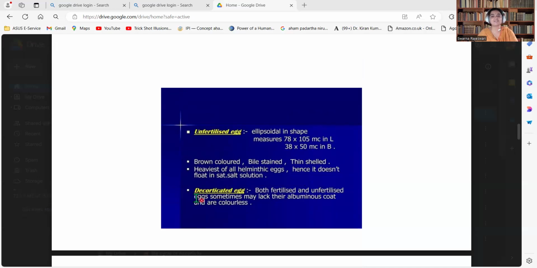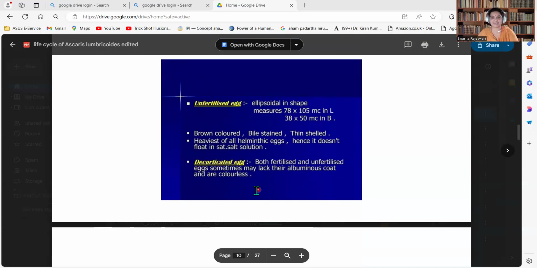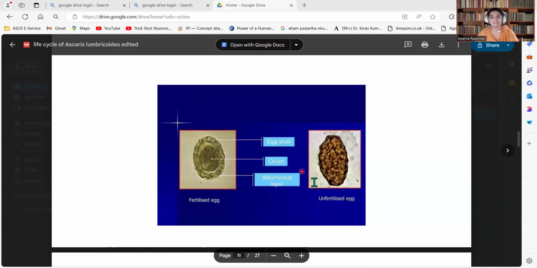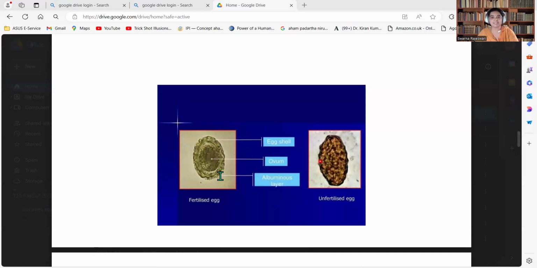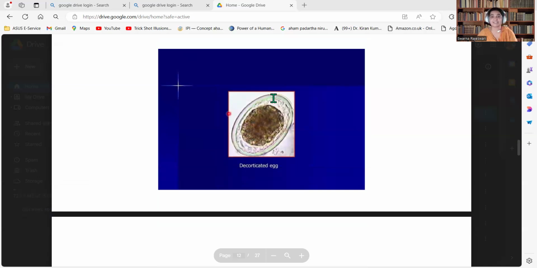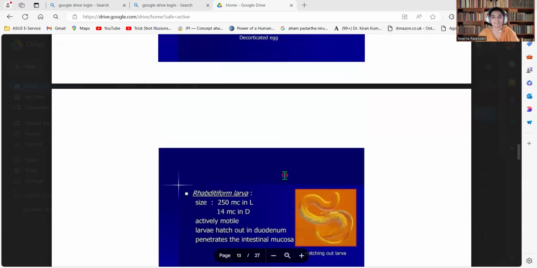And there are other types of eggs which are called as decorticated eggs, that is both fertilized and unfertilized eggs sometimes may lack their albuminous coat, which are called as decorticated eggs. When there is no albuminous coat on the top of the eggs, we call them as decorticated eggs, which are colorless. So this is a fertilized egg which is golden yellow in color. This is an unfertilized egg which is brown in color. So we can see there is albuminous layer on the fertilized egg. And when there is no albuminous layer on the fertilized eggs or unfertilized eggs, we call it as decorticated eggs. So there are three types of the eggs.